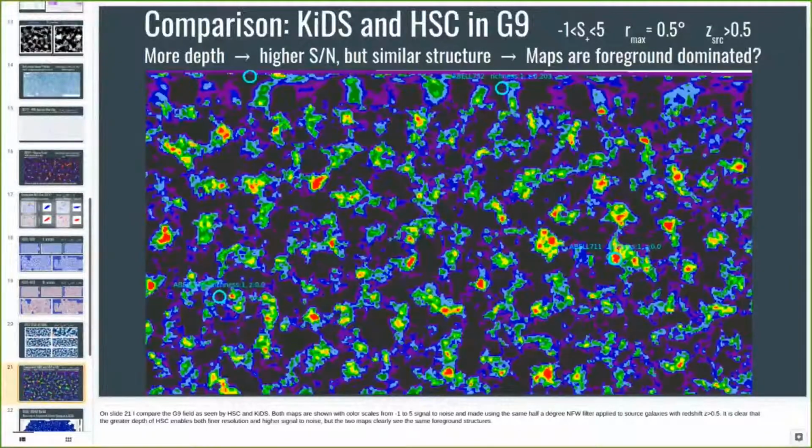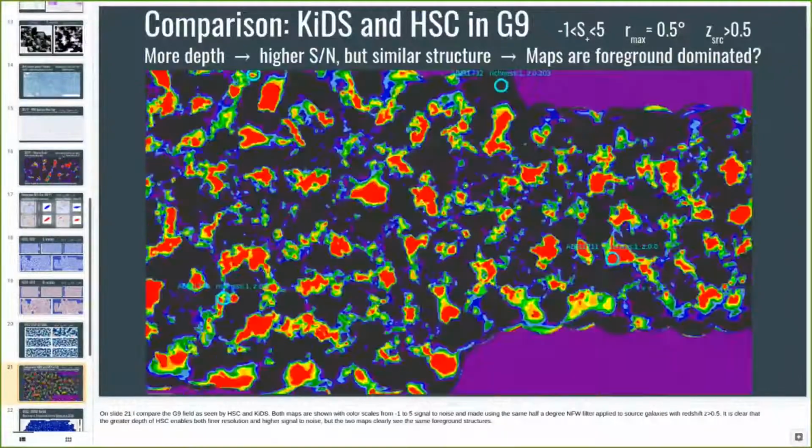On slide 21, I compare the G9 field as seen by HSC and KIDS. Both maps are shown with color scales ranging from -1 to 5 signal to noise, and are made using the same 1/2 a degree NFW filter applied to source galaxies with redshifts greater than 1/2. It is clear that the greater depth of HSC enables both finer resolution and higher signal to noise, but the two maps clearly see the same foreground structures.